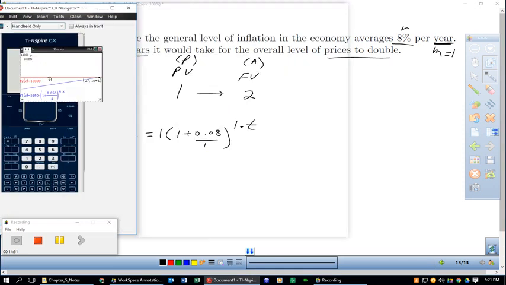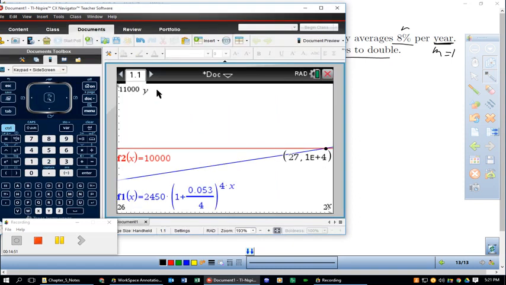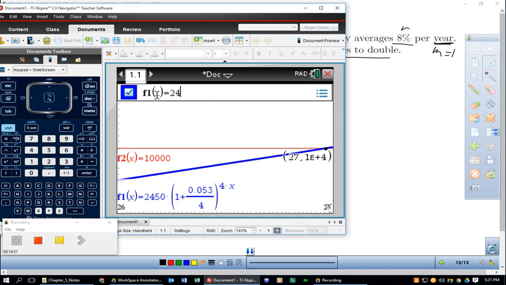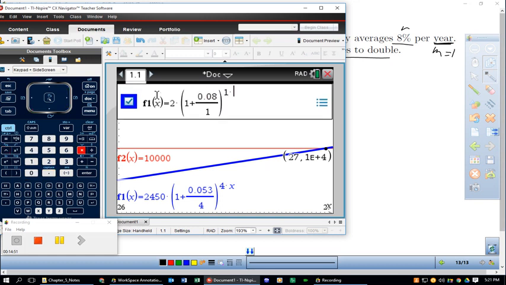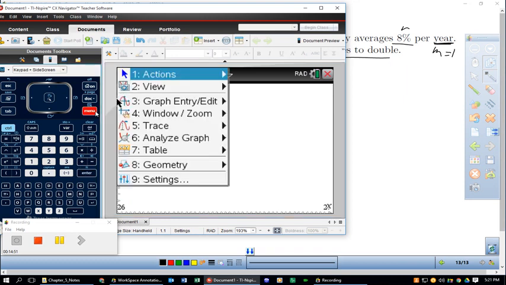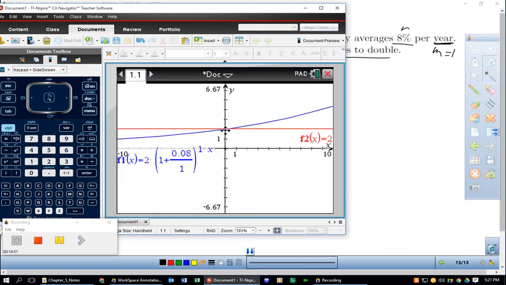Okay, so we want to know when that, oh, wrong button. Okay, so we want to know when, and I'm going to actually do tab, delete that whole equation, 2450, so it's 2 times 1 plus fraction 0.08 over 1 to the 1 times x. And we want to know when it's going to be 2. We want to know when these two intersect. Now, I need to redo my window, so I'm going to say menu, window, zoom, standard. Alright, so they actually intersect right in here.